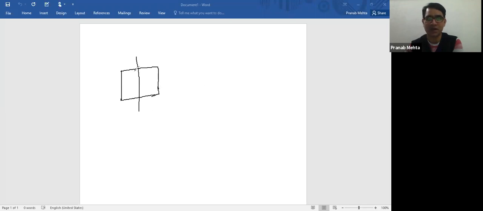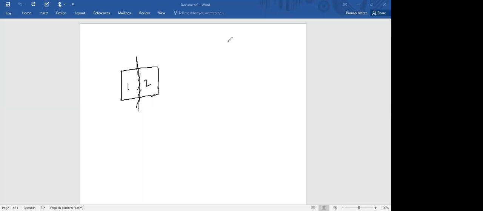Let us assume this is a cut which I'm making, and this is the front face. So one cut will give me how many parts? Two parts. All of you agree with this?